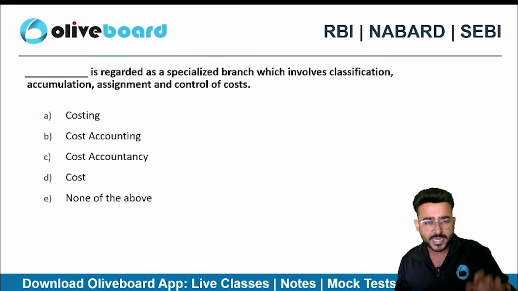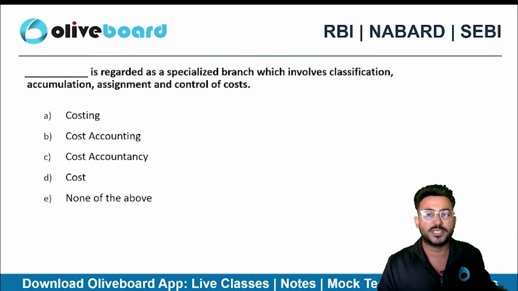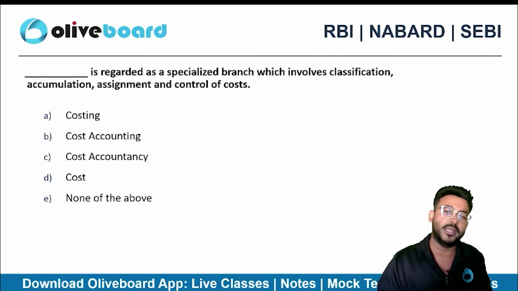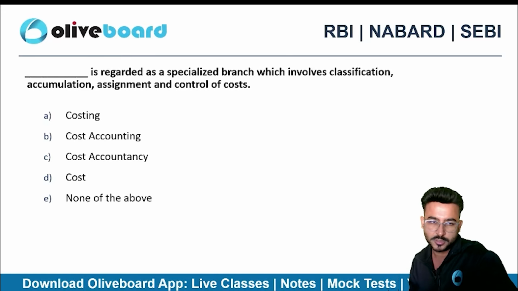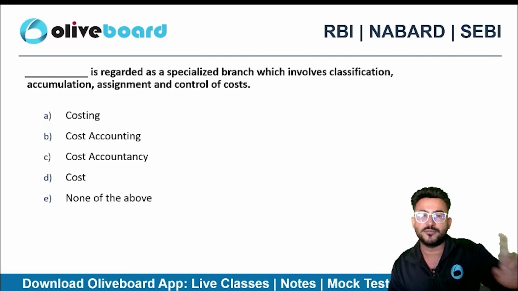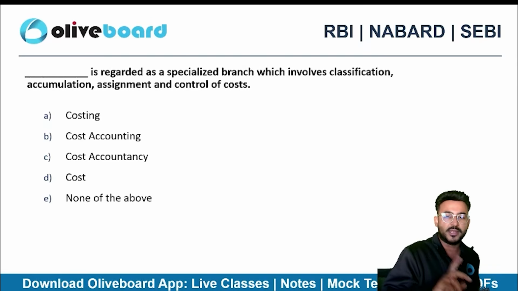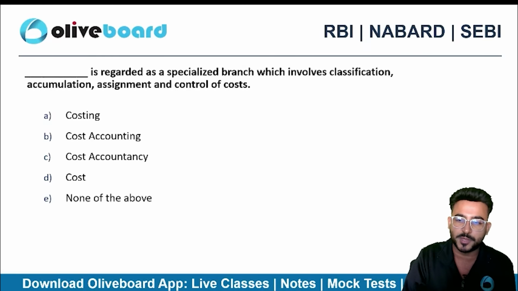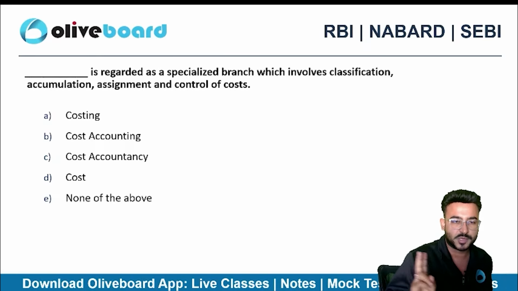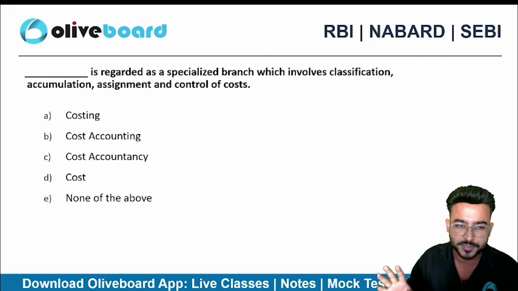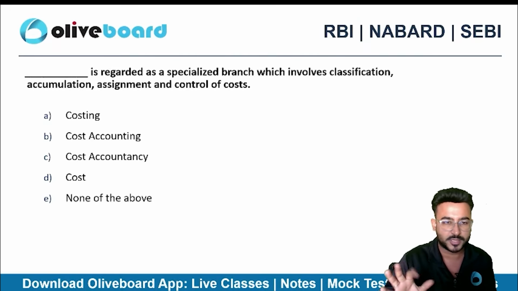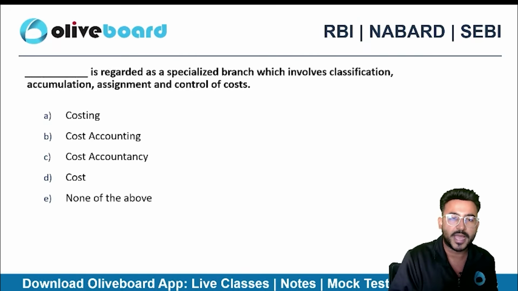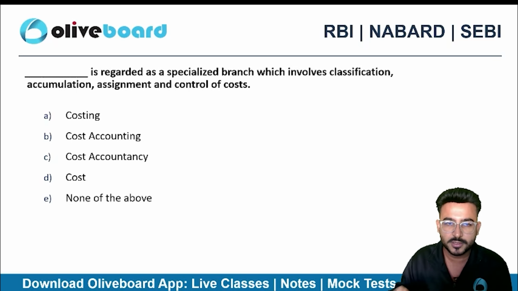Next one: dash is regarded as the specialized branch which involves classification, accumulating, assigning the cost and controlling the cost also. Option A, costing. Now, the same question we have done in the paid classes as well. So those who are attending the paid classes regularly can easily answer this particular question. Option A, costing. Option B, cost accounting. Option C, cost accountancy. Option D, none of the above. What do you think is the correct choice here, guys? Dash is regarded as a specialized branch which involves classification, accumulating, assignment, and controlling the cost.